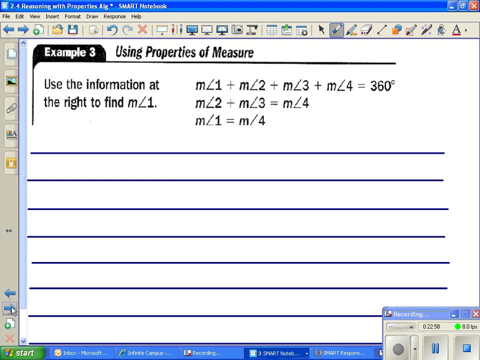All right, use the information at the right to find the measure of angle 1. All right, here we're dealing with geometry. A little bit harder, right? We're given all this stuff right here. But I want to find the measure of angle 1. So my end goal, my last thing that I want on my paper, is the measure of angle 1. Now I can use all this information here to answer it.